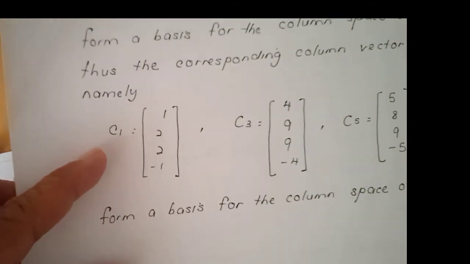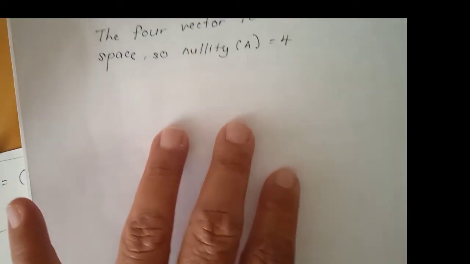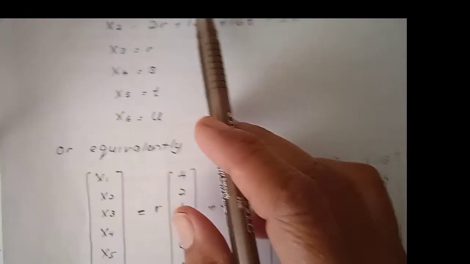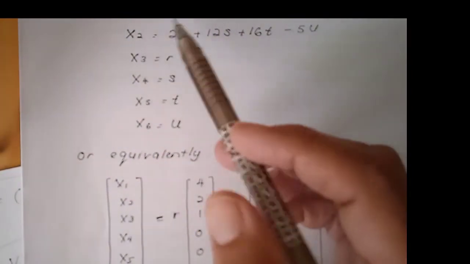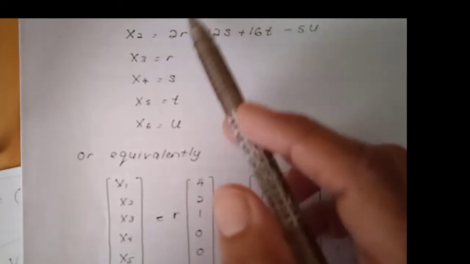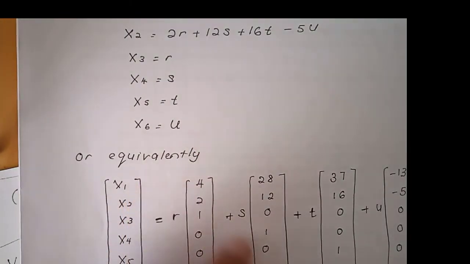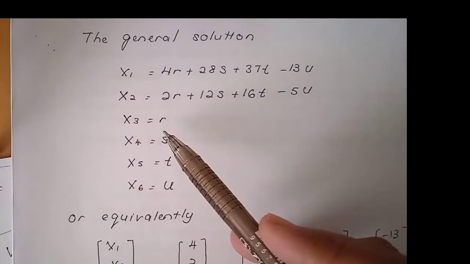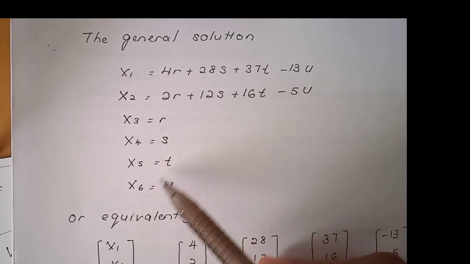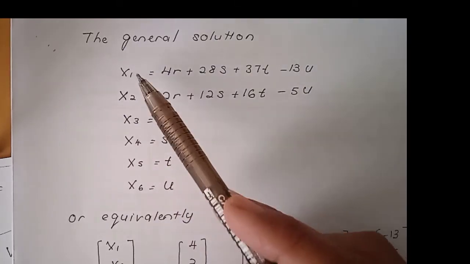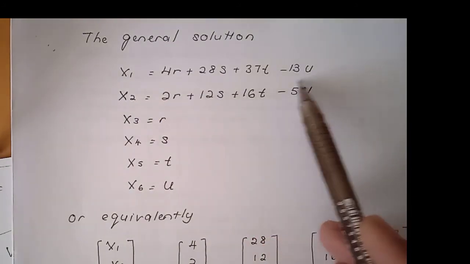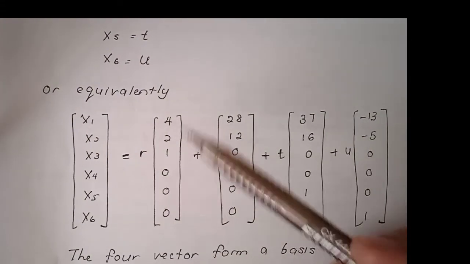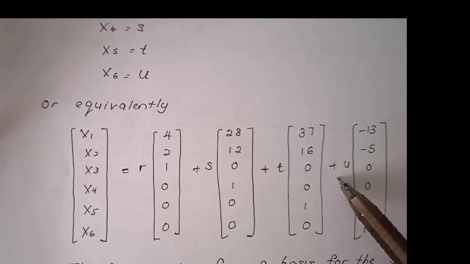And finally, we have a general solution. x1 and x2 are in terms of the other variables. So let x3 become R, x4 become S, x5 become T, and x6 become U. So we can write x1 and x2 in this combination. Now put back the solution x1 until x6 in terms of R, S, T, and U.